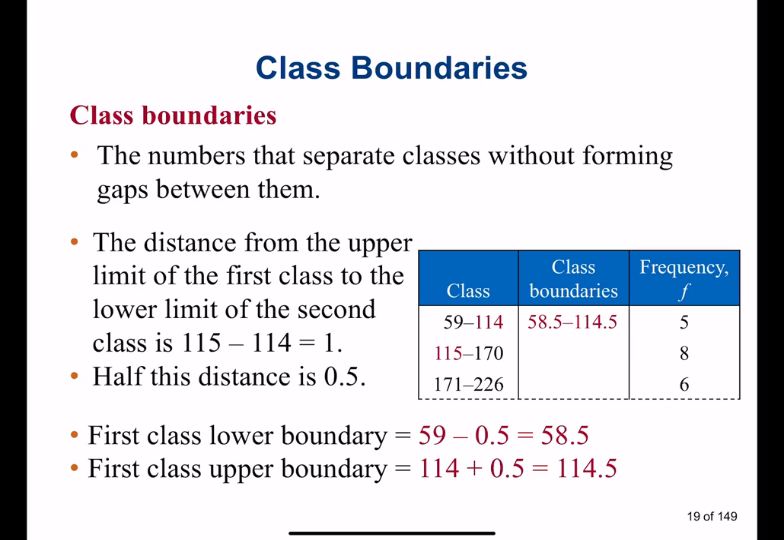Here's what is interesting, guys. If you look at the class limits, 59, 114, 115, 270. So one class ends with 114 and the next starts with 115. One ends with 170 and the next starts with 171. As you can see, there is a gap between 114 and 115, a gap of 1. And we said our histogram is not supposed to have any gap. Yes? Okay. How are we going to adjust? So here we need to correct something. We need to adjust.